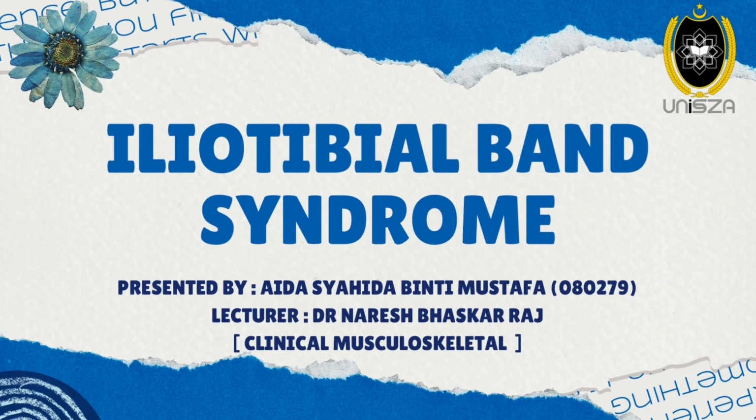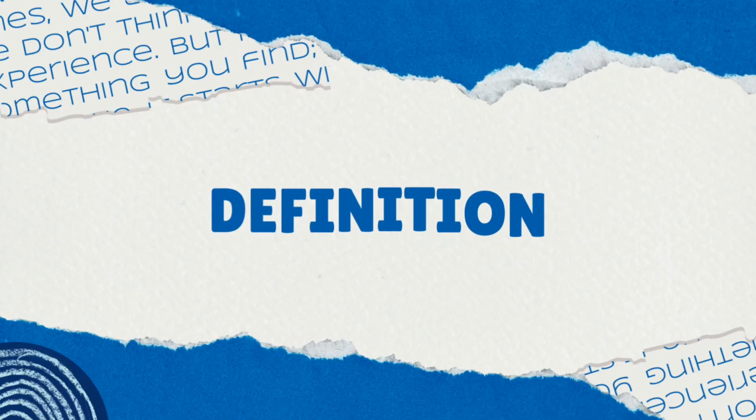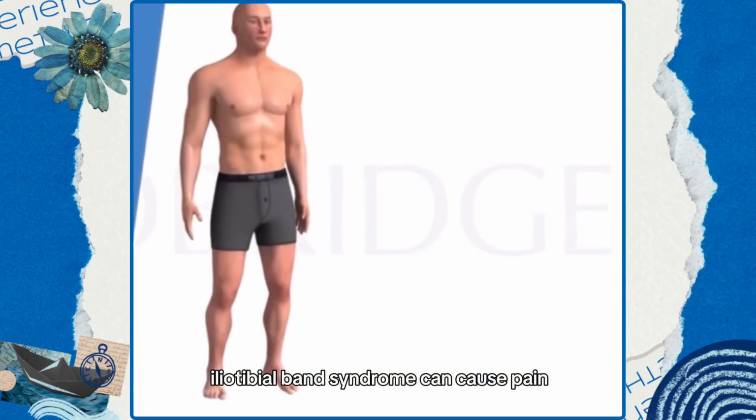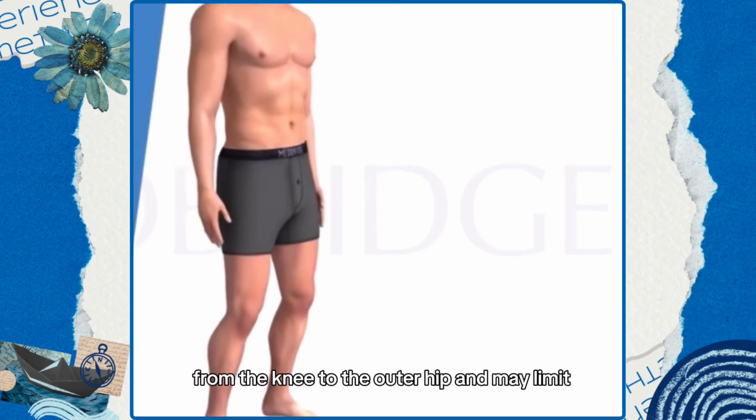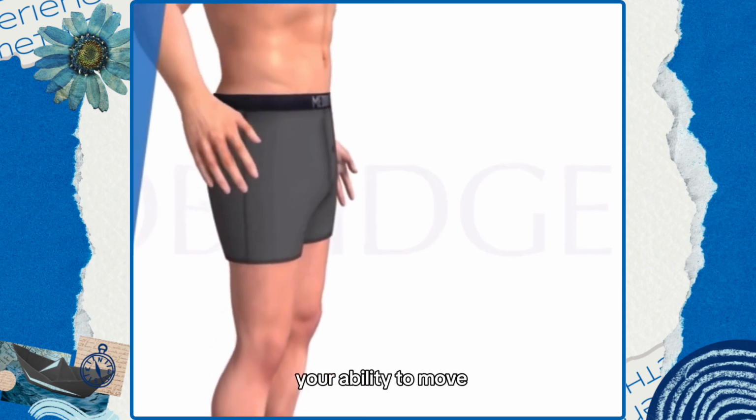Iliotibial band syndrome. Definition of iliotibial band syndrome. Iliotibial band syndrome can cause pain from the knee to the outer hip and may limit your ability to move.